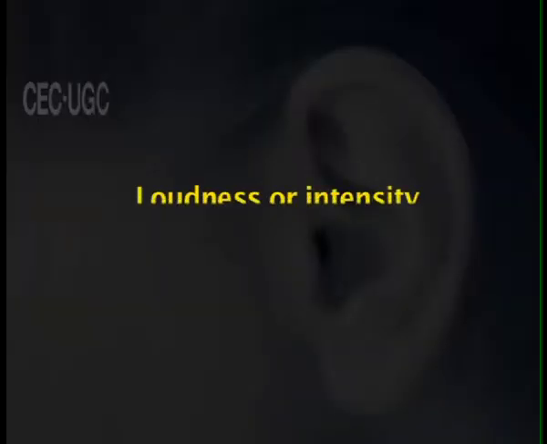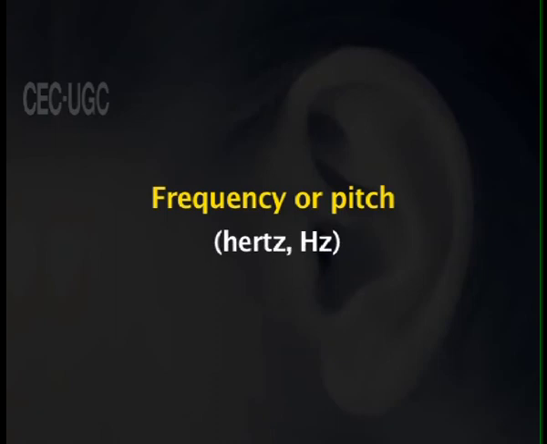Types of hearing loss. Before we describe the types of hearing loss, first let us know how sound can be measured. Sound is measured by loudness or intensity. The unit for this is the decibel. And sound can also be measured in frequency or pitch. The unit for this is hertz.